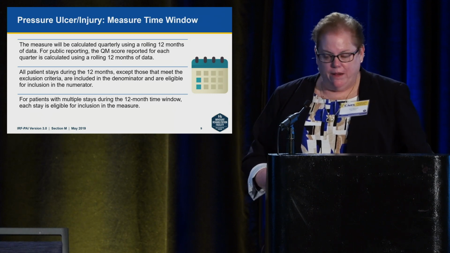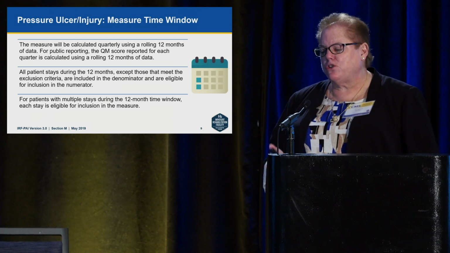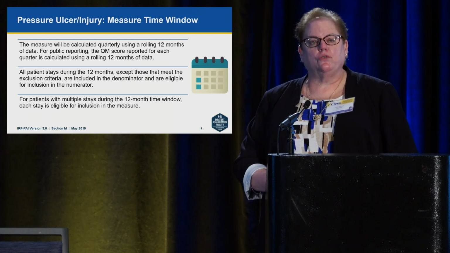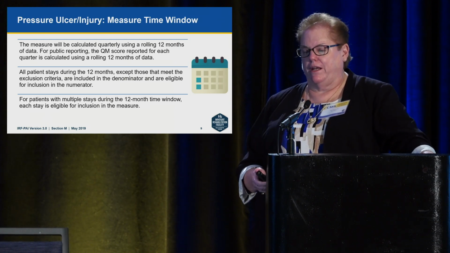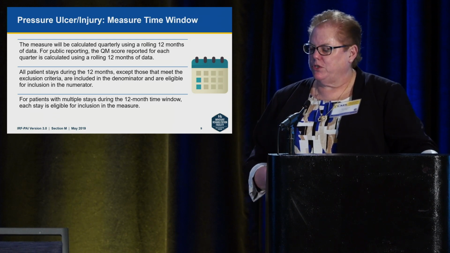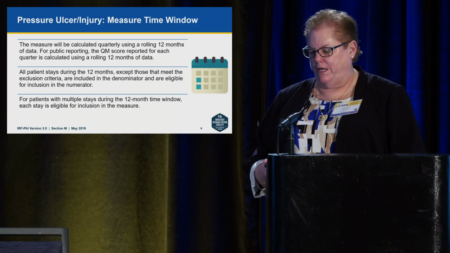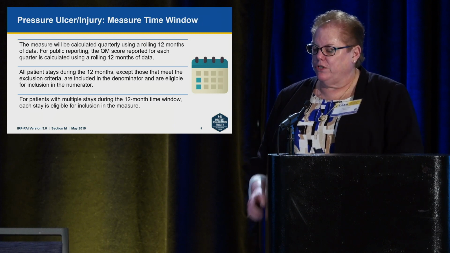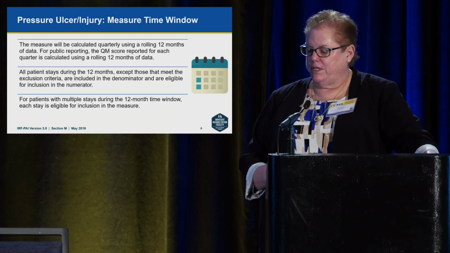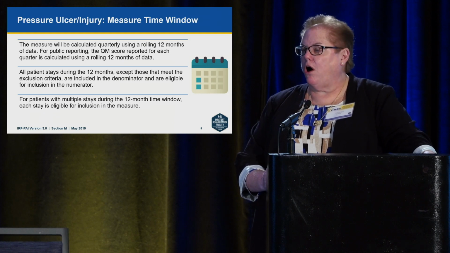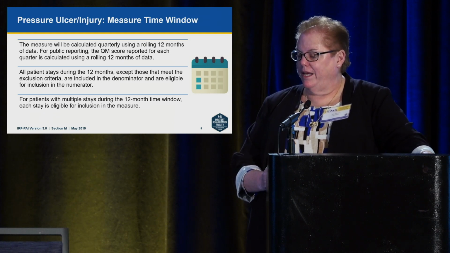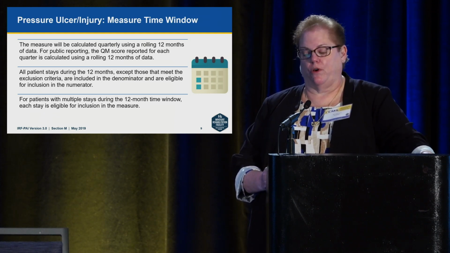So the time frame for this window. The measure will be calculated quarterly using a rolling 12 months of data. For public reporting, the QM score reported for each quarter is calculated using the rolling 12 months of data. All patient stays during the 12-month, except for those that meet the exclusion criteria, are included in the denominator and are eligible for inclusion in the numerator.